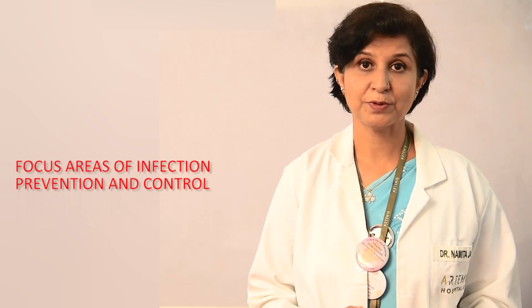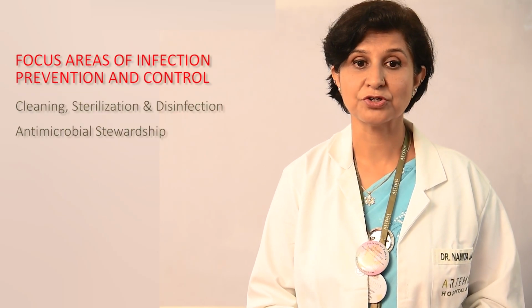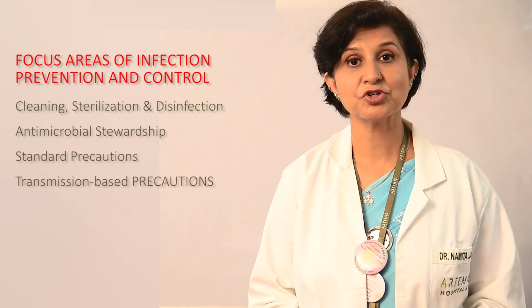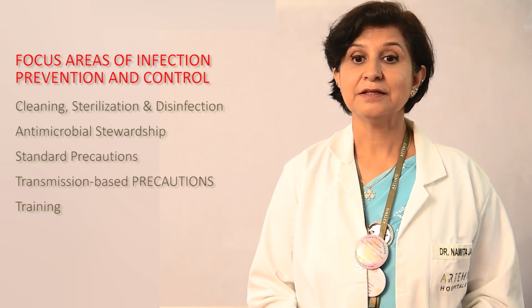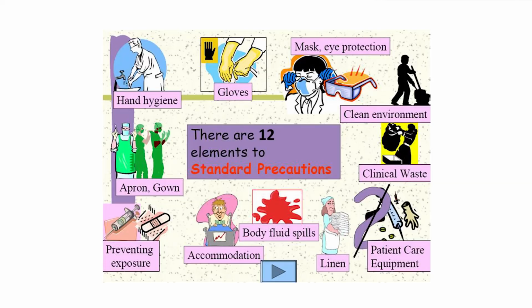What are the focus areas of infection prevention and control? Normally, the key areas which we consider in infection prevention are the sterilization, disinfection, the antimicrobial stewardship, the standard precautions, the transmission-based precaution, the training, the visitor policy, immunization, follow-up of needle stick injuries, etc. We have 12 elements of standard precaution, which you can see in this slide: hand hygiene, gloves, mask and eye protection, respiratory etiquette, clean environment, clinical waste, patient care equipment, linen, management of body fluid spills, how you place the patients in the hospital with adequate distance between them, and preventing exposure to the blood and the body fluids.